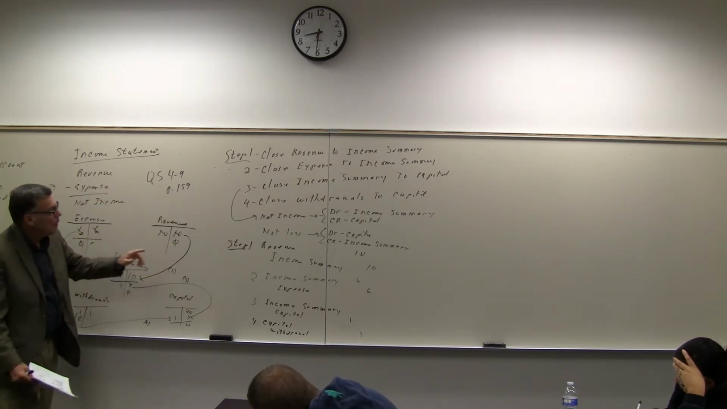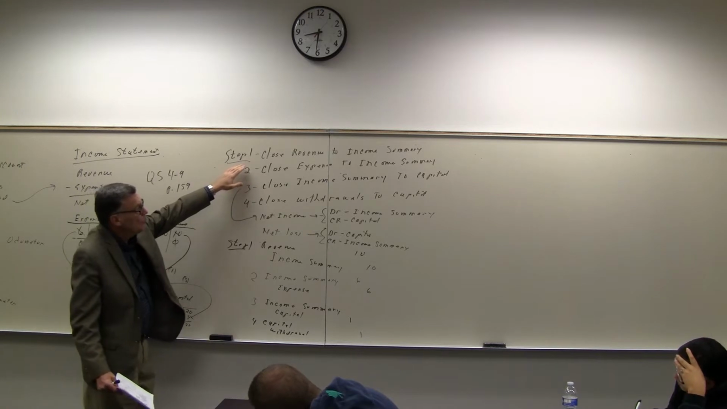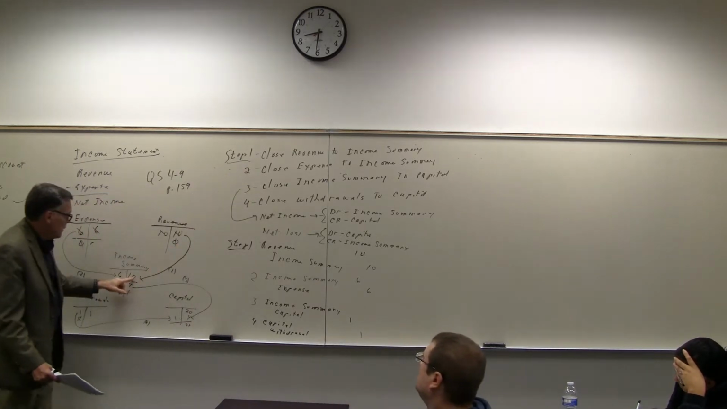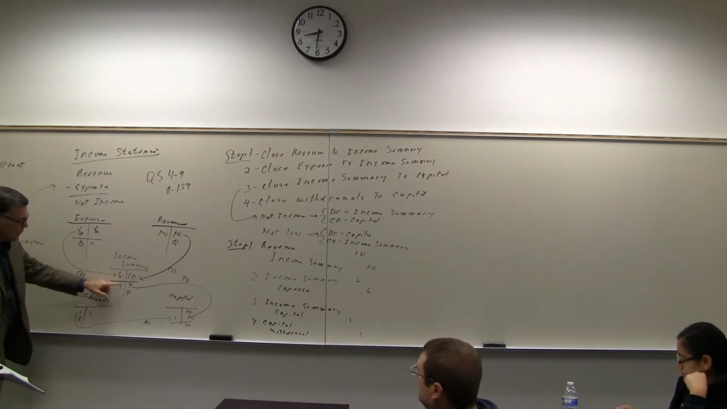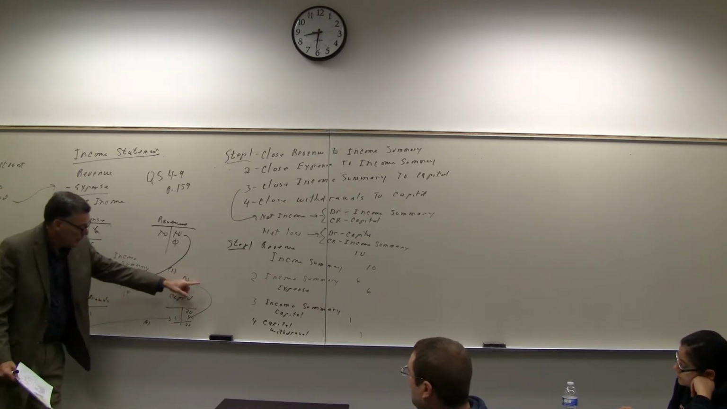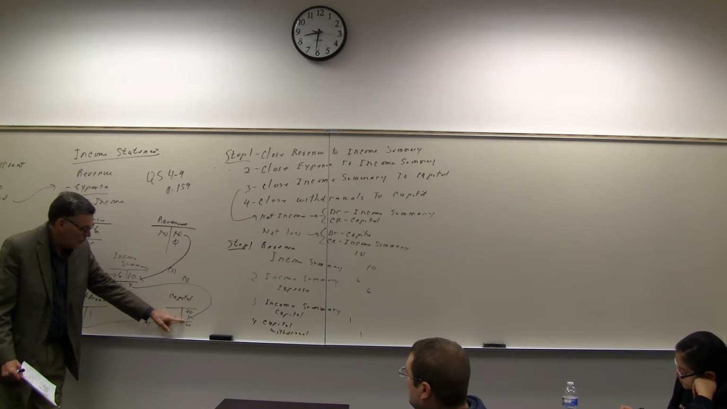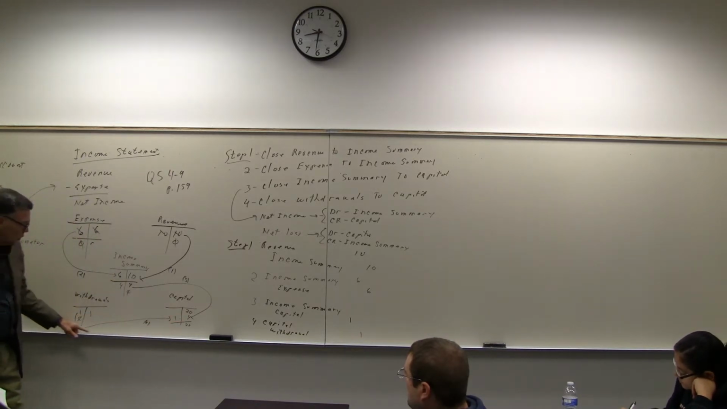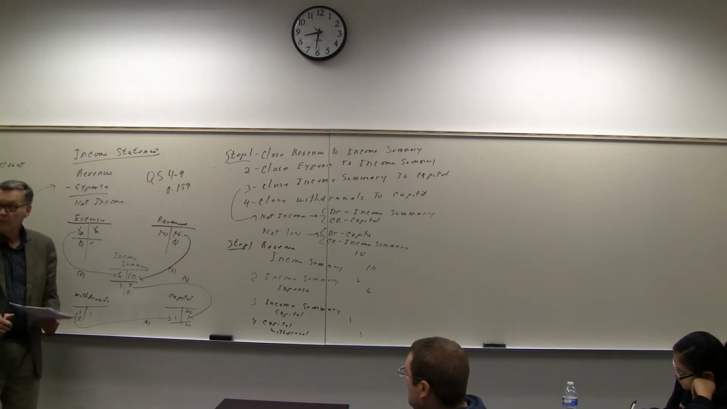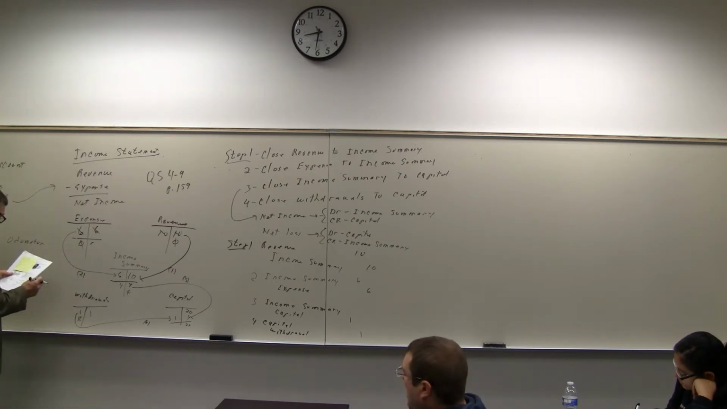It's a 4-step process. Step 1 is you close revenue to income summary. Step 2 is you close expense to income summary. That will give you the net income or net loss. You then transfer that net income or net loss, step 3, to the capital account. And then step 4 is you close the withdrawals to the capital account. Sound good? All right, let's do this then.